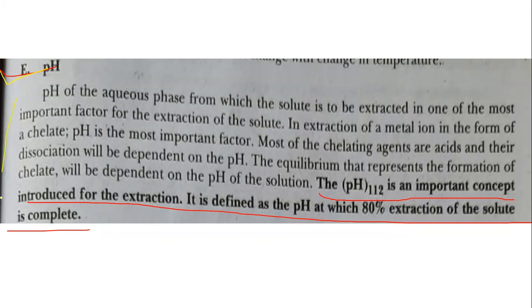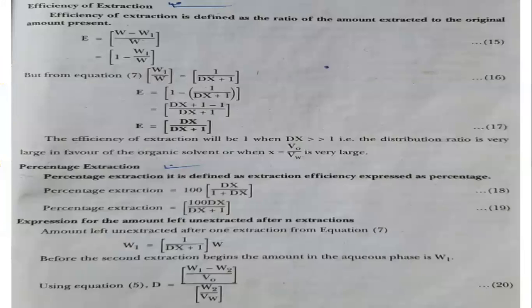This explanation is regarding that, and one or two examples they are giving are chelating agents. They are acidic in nature, hence we need to maintain the aqueous pH as acidic, and only then can we extract the metal chelate from the aqueous phase. Okay, so pH 1/2 is an important concept introduced for extraction. It is defined as the pH at which 80% of the extraction is happening. That is a very important concept.